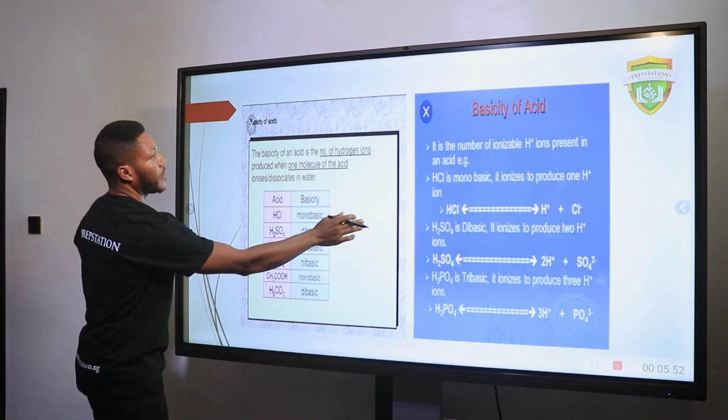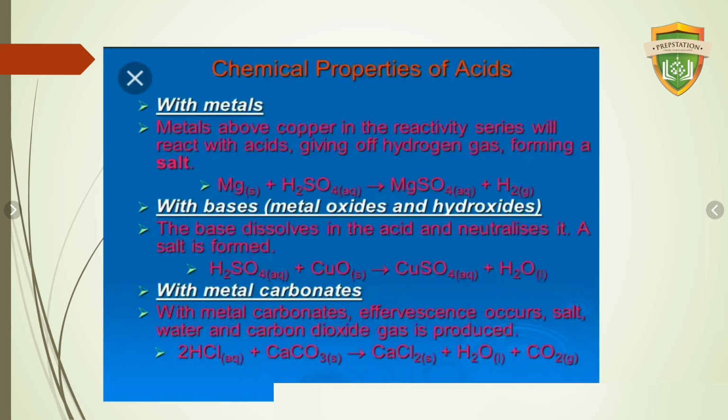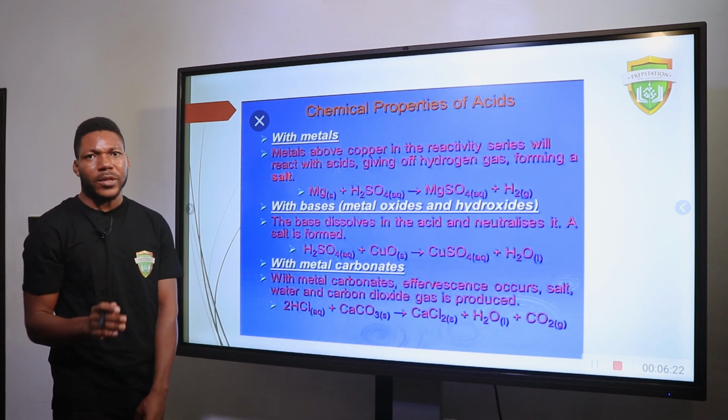All right, let's proceed. So what are the physical properties of acid? One, acid turns blue litmus paper red. They have a sour taste, for example the sour taste of unripe fruit, which means most unripe fruits contain acid, but they are mostly organic acids because they are edible acids. Strong acids are corrosive in concentrated form, for example HCl, H2SO4. They are strong electrolytes.